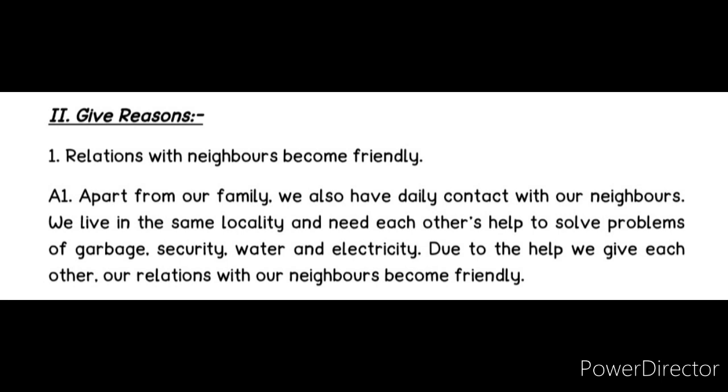Apart from our family, we also have daily contact with our neighbors. We live in the same locality and need each other's help to solve problems of garbage, security, water, and electricity. Due to the help we give each other, our relations with our neighbors become friendly.